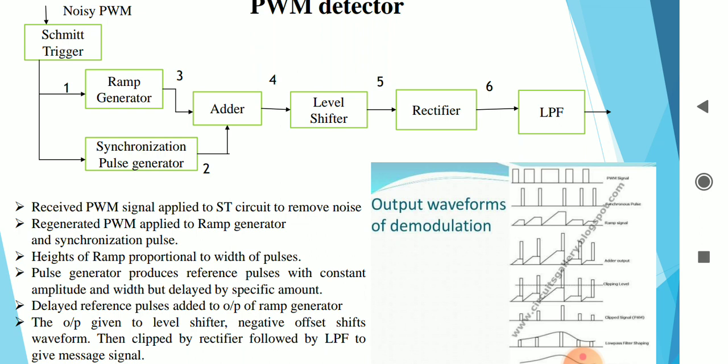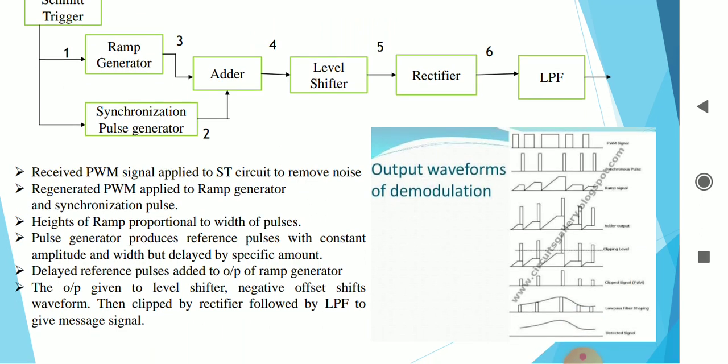So the output of the level shifter is shown in the waveform number 5, and when this output is given to a rectifier, it is going to keep all the values above this level and eliminate all the signals which are present below this level, which is shown in the figure number 6. And finally, this output is given to a low pass filter, same as in the case of PAM demodulation. So here this PWM is converted into PAM, and that PAM is converted into a message signal using a low pass filter.